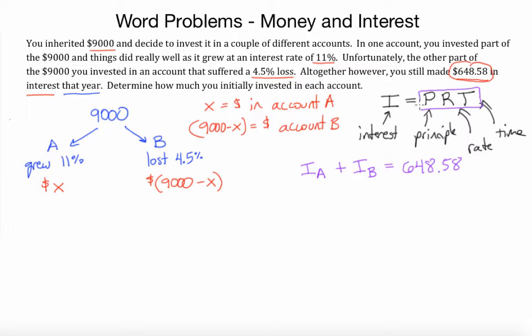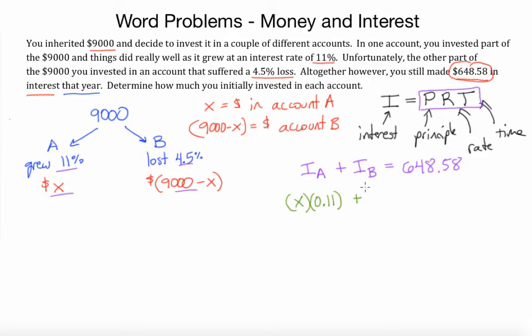All right, that's going to be helpful now because I know the interest is equal to principal times rate times time, and I've got some rates and some principal for both of my accounts. So I'm going to substitute that in here. In interest for account A, we invested X number of dollars and it grew by 11%. So I'm going to use the decimal, 0.11.